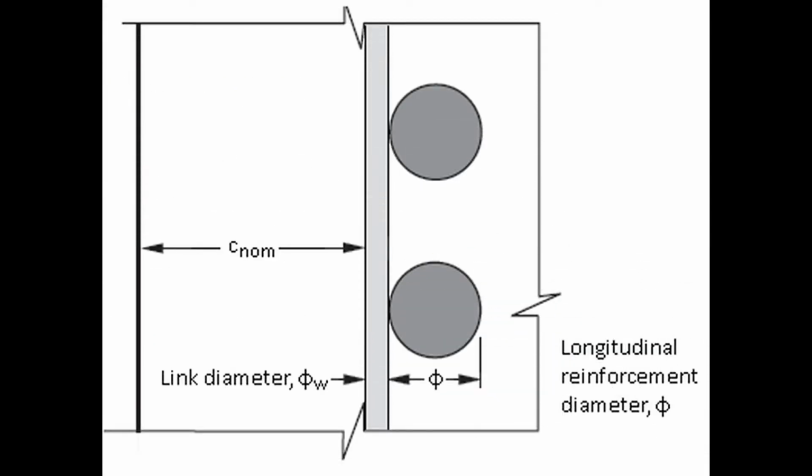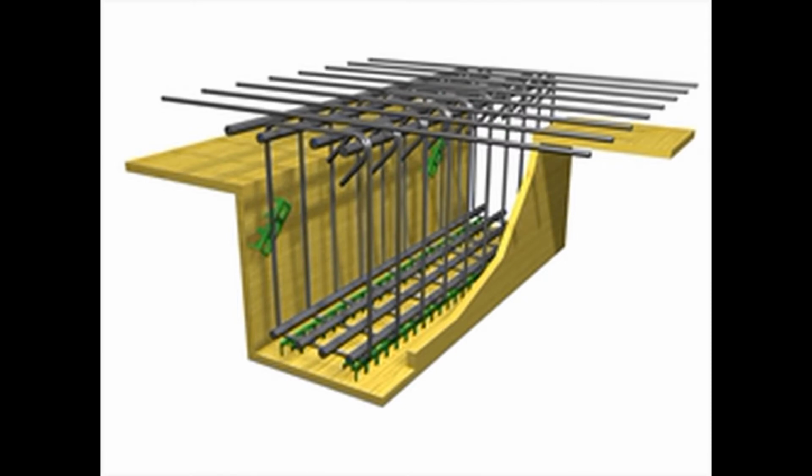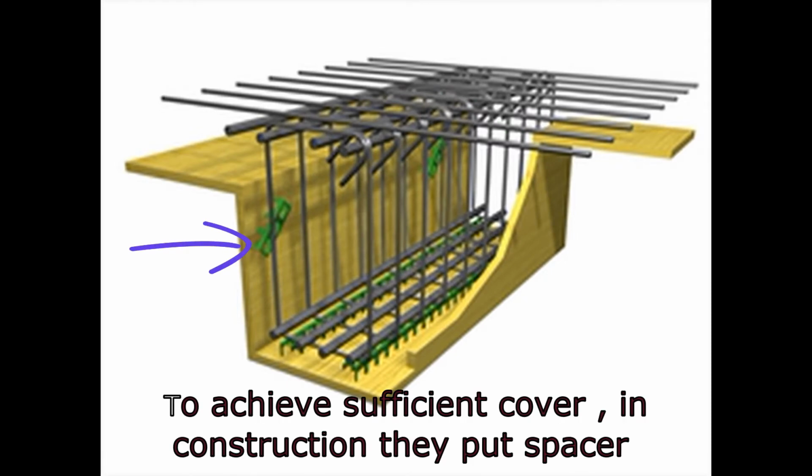As shown in the picture, it means that C nom is from the surface of the concrete to the surface of the shear link. In construction, the required nominal cover can be achieved by putting spacers between the formwork and the link before the concrete pour.